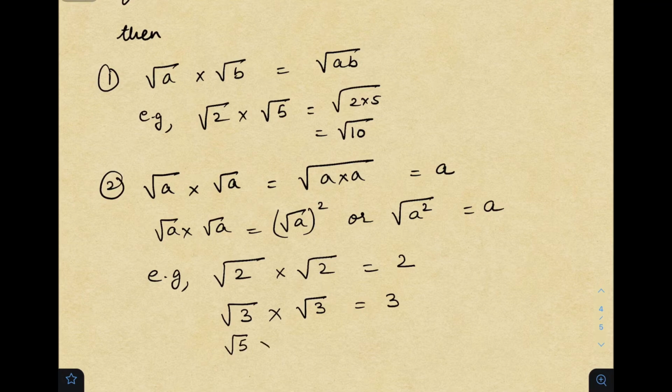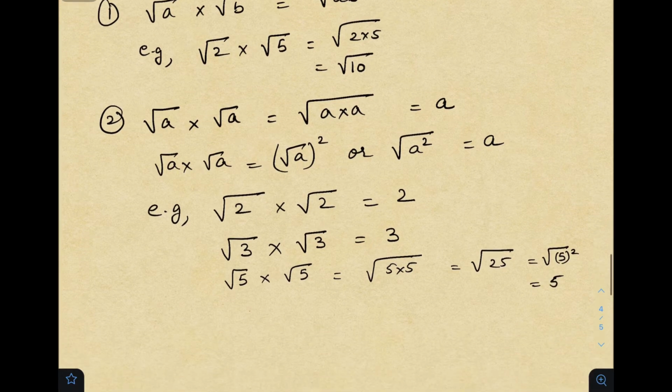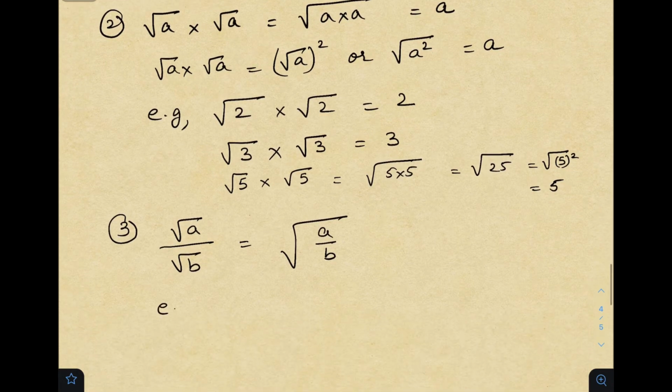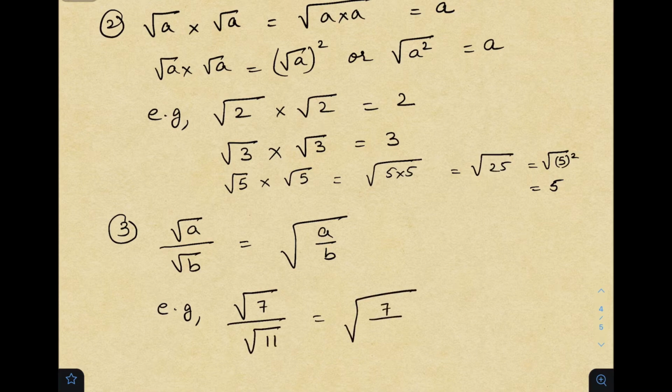If we have to multiply root 5 with root 5, we can also write it as square root of 5 into 5 or square root of 25 or square root of 5 square. The answer will be the same, 5. So we can express it in different ways, but the answer will be the same. Third rule is if we have to divide root a by root b, then it is the same as a upon b under the root. For example, root 7 by root 11 is equal to square root of 7 by 11.